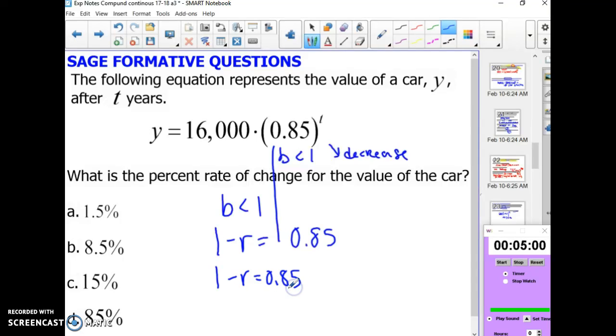So when I come over here and look at my answers, 85% doesn't look right. 1.5, these other ones look okay. So when I go like this, 1 minus 0.85 should be equal to my R value. So R is equal to 0.15, or 15%. So there we go.